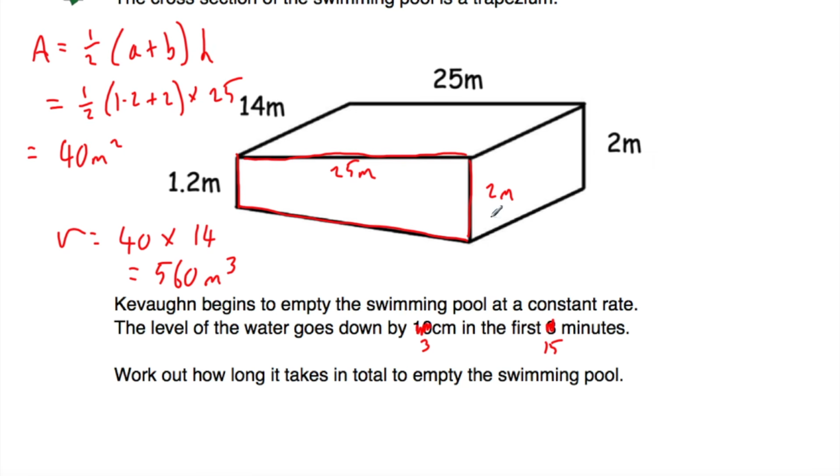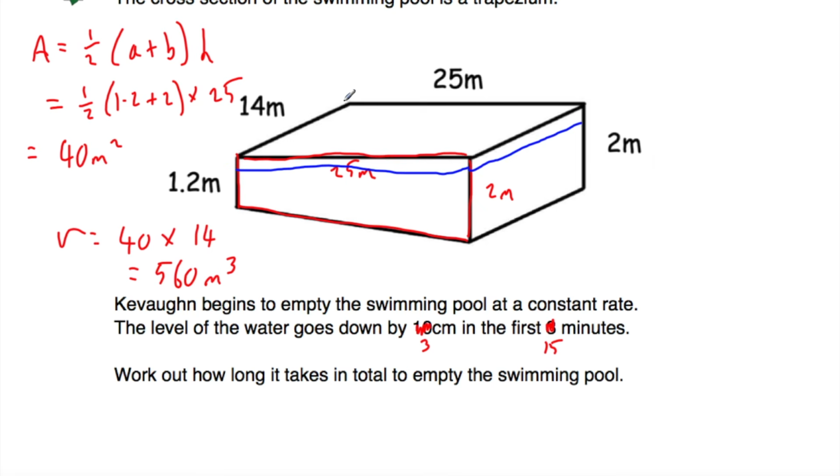Here, if we look at the swimming pool, the shallow end of the pool has a depth of 1.2 metres. The deep end has a depth of 2 metres. But in the first 15 minutes, the water only goes down by 3 centimetres. So it just comes down a little bit. And actually, if we consider that, that would be a cuboid. If it comes down, I'm going to sketch this in blue here.